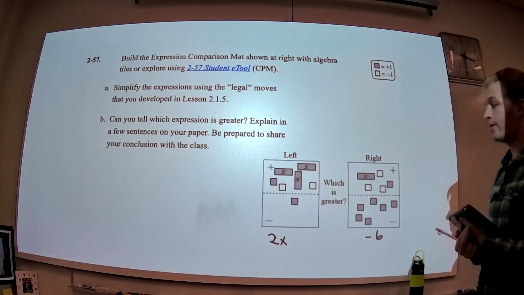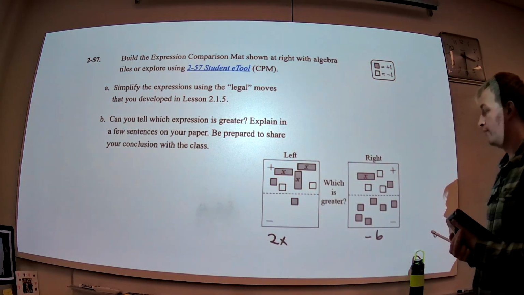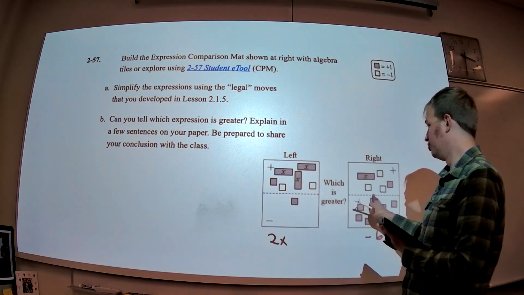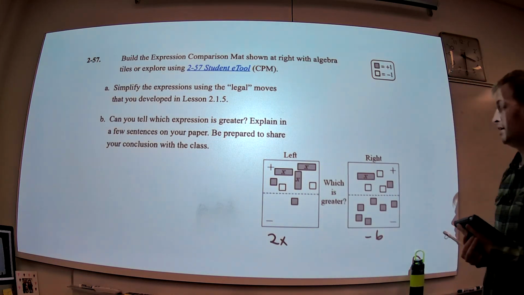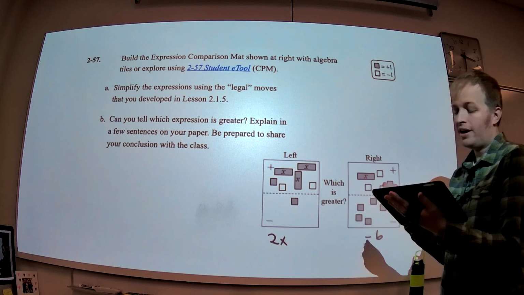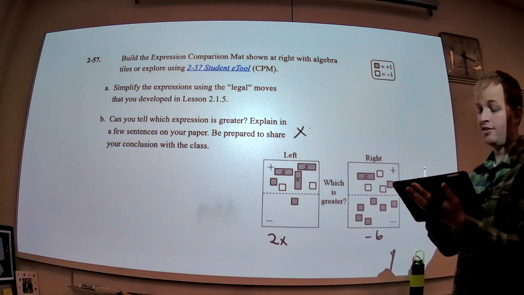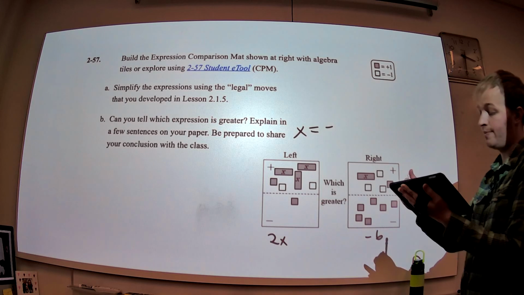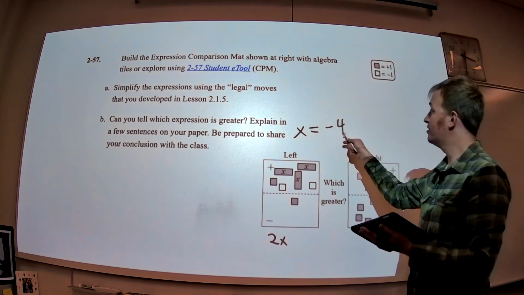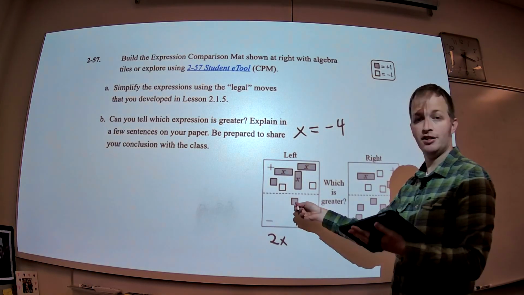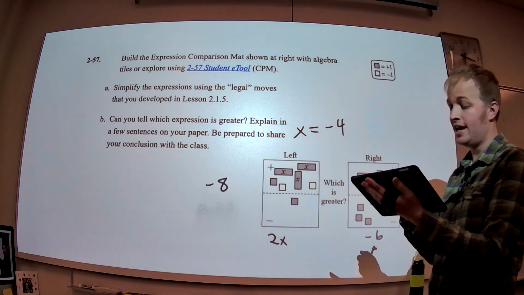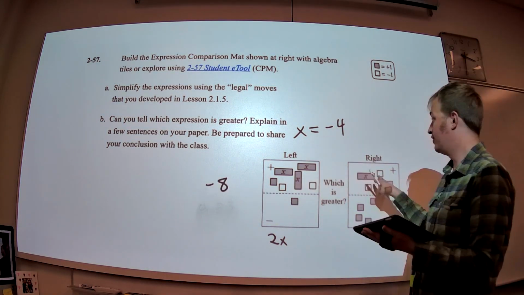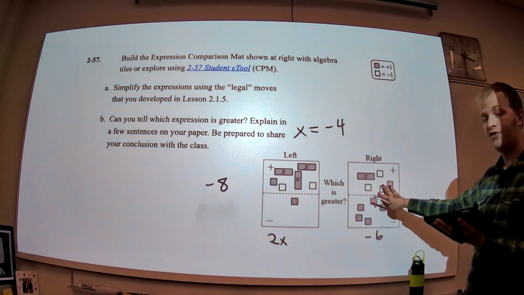So which expression is greater? Some of you might say, well, the x, because rectangles look bigger than the negatives. But what happens if I told you that x is equal to negative 4? Well, if x is equal to -4, the left side would now be equal to -8. And -8 is definitely not bigger than the -6 on the right side.